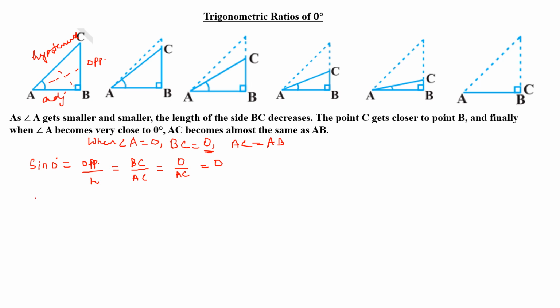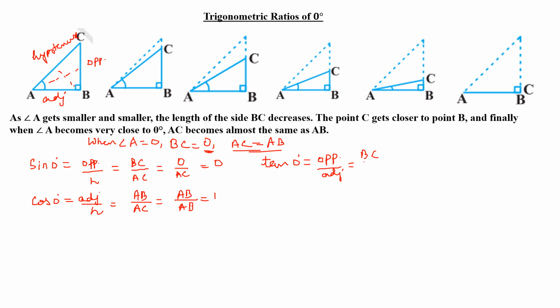Now same way when you have to find cos 0 degree, it will be adjacent by hypotenuse. And adjacent is your AB, hypotenuse is AC. And when angle A is 0, AC will be equal to AB. So it will become AB by AB, which is equal to 1. And tan 0 degree will be opposite by adjacent. Your opposite is BC by AB and BC will become 0. So 0 by something will be 0 only.